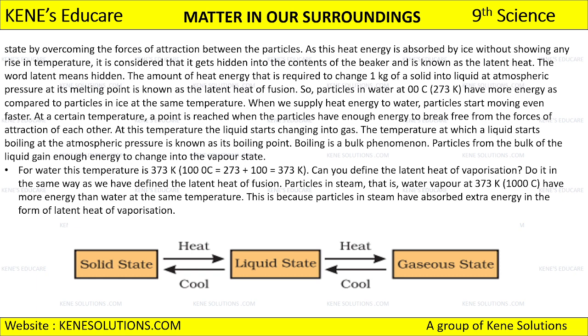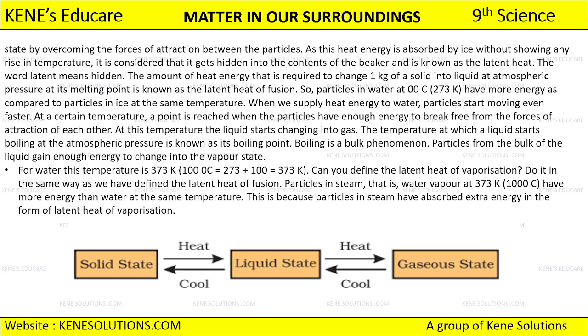So when we are supplying heat energy to water, the particles in the water will start moving very fast, and at a certain temperature a point will be reached when the particles will have enough energy to break free from the force of attraction of each other. Getting it? So when this is happening, the temperature of the liquid will start changing. The liquid will start changing to gas in that case, and the temperature at which a liquid starts boiling at atmospheric pressure, we know that temperature as its boiling point.